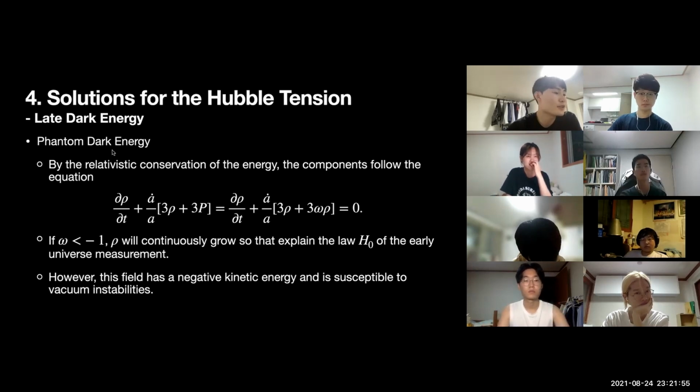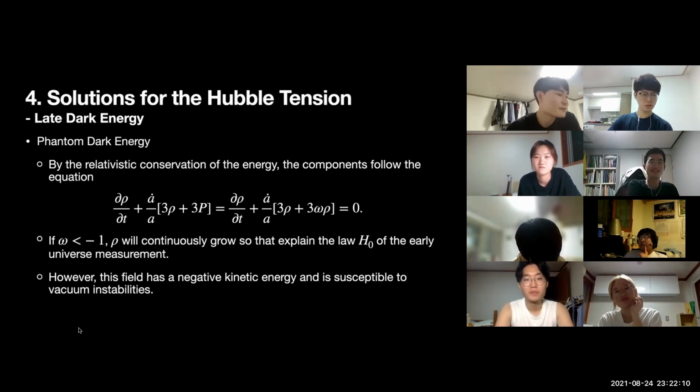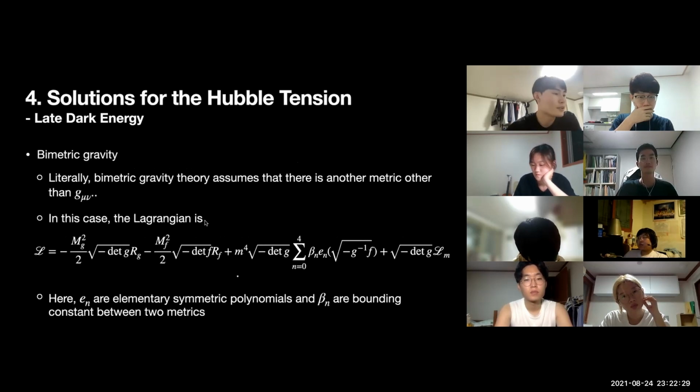This kind of dark energy is called phantom dark energy. It's a little strange word, because phantom means we don't know and dark means we don't know. So it is the unknown energy. But the field created by this dark energy is known to have negative kinetic energy and is very susceptible to vacuum instability. So it is not widely accepted by most physicists or astronomers.